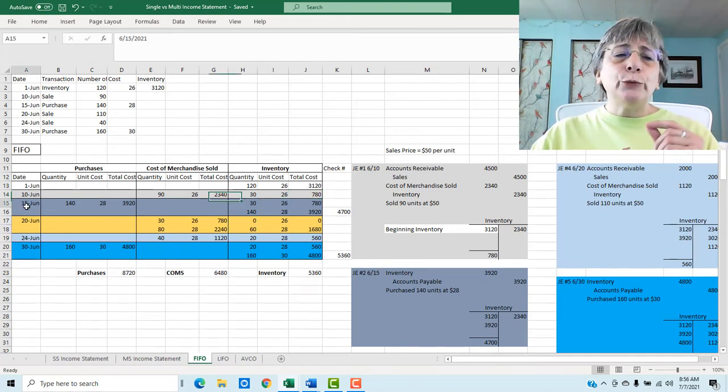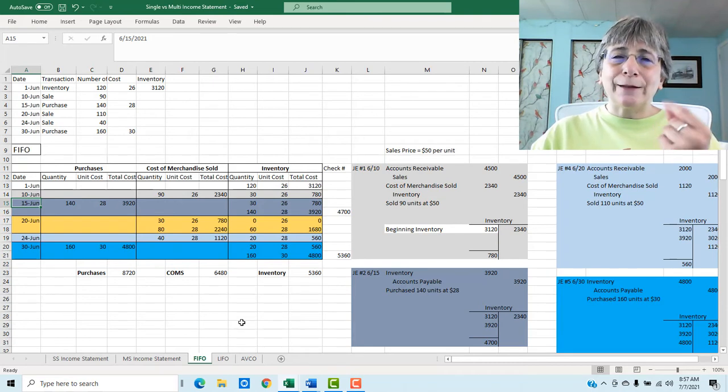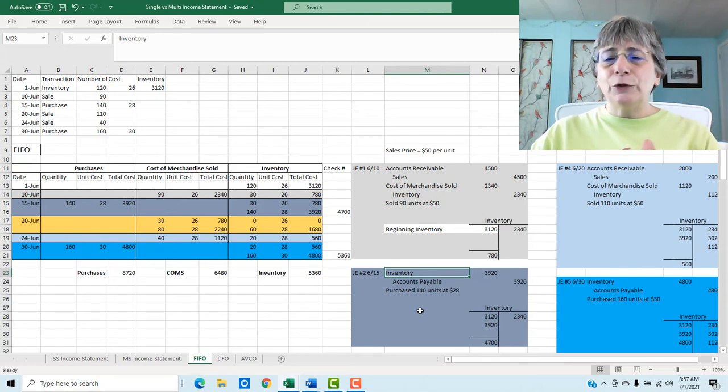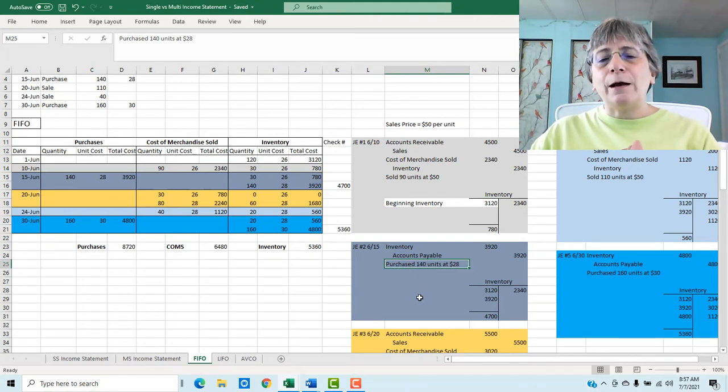Okay? So then on June 15th, we purchase more inventory. When we purchase inventory, we're going to be debiting our inventory account to show that we now have more inventory, and we're going to be crediting either accounts payable or cash. So let's take a look at the journal entry for that piece of it. Here we go. We are debiting our inventory account for $3,920, and we are crediting, in this case, I picked accounts payable. If we were paying cash, it would be cash. And I put a notice here that we have purchased 140 units at $28.